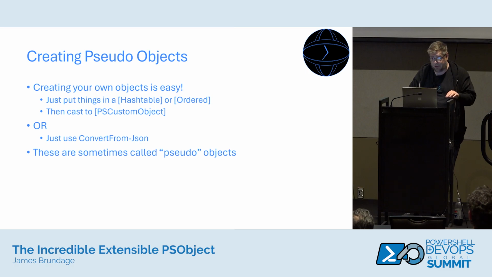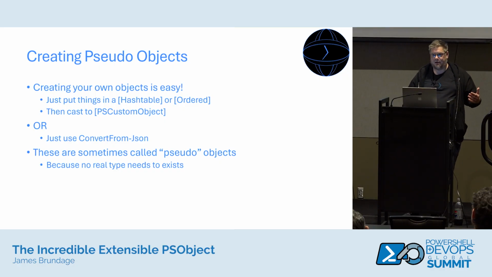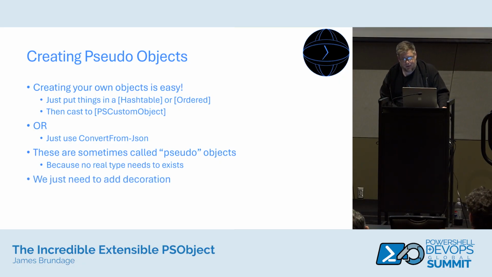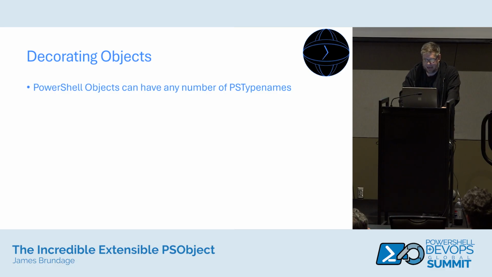These are sometimes, again, called pseudo objects by certain individuals that are trying to make the community a little bit easier. And that's because no real type needs to exist. So again, we're not actually casting, we're just creating a pseudo object, maybe containing more pseudo objects. We just need to add decoration, and then we can have real fun. So what's decoration? PowerShell objects can have any number of PSTypeNames. They describe an object's type hierarchy.